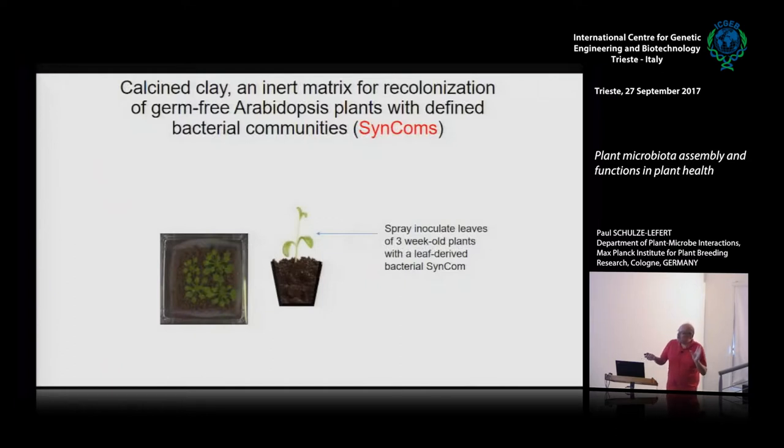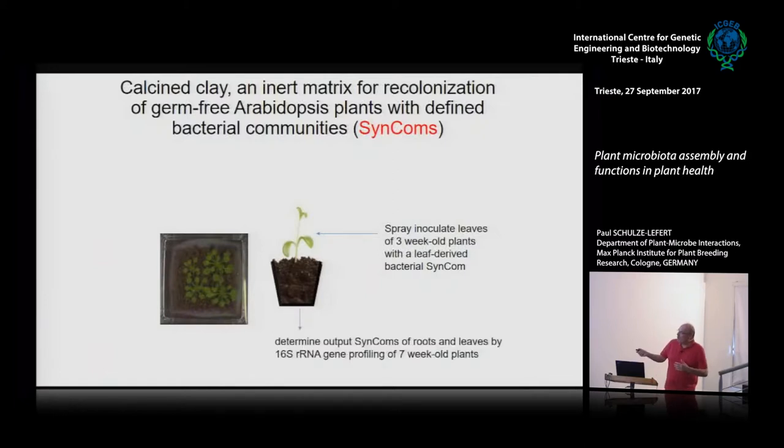And of course, now we use this gnotobiotic or germ-free system to add our individually cultured bacteria from the microbiota, root and leaf. For example, the leaf-derived bacteria, we can spray inoculate on three-week-old plants. And we call these defined microbial communities from our culture collection synthetic communities, or in short, SynComs. We add them, then we close the container, and we co-culture the plant with the bacterial community for about 4 weeks.